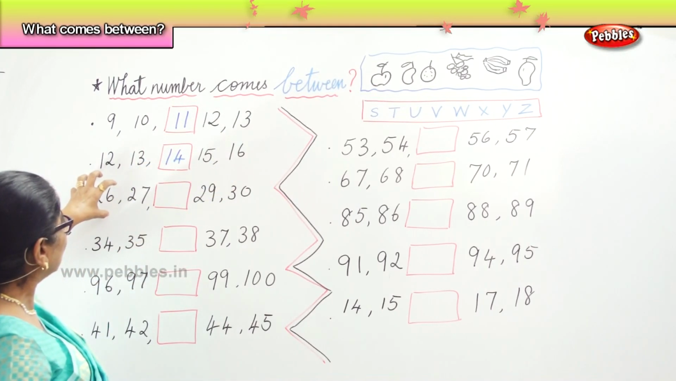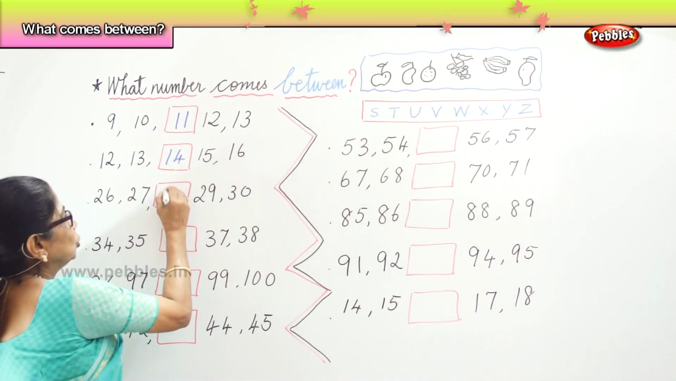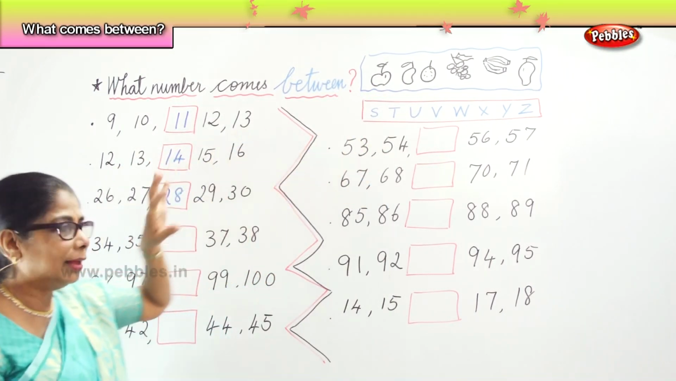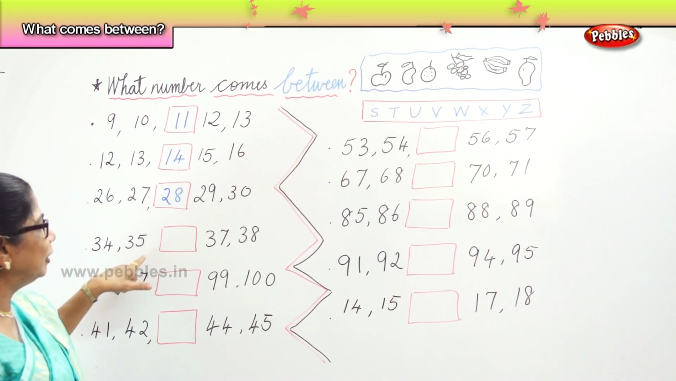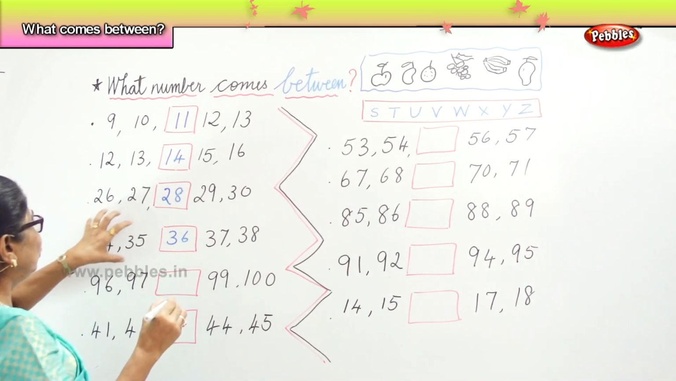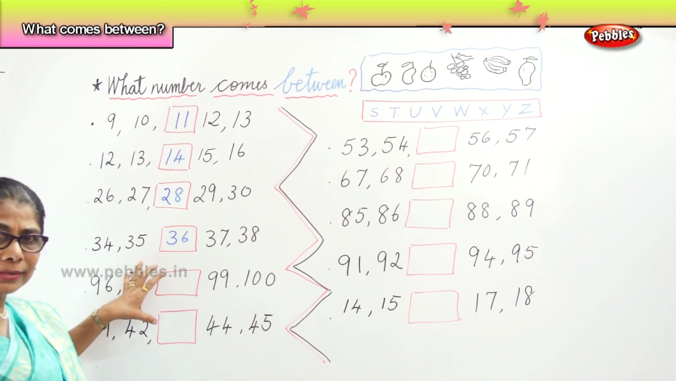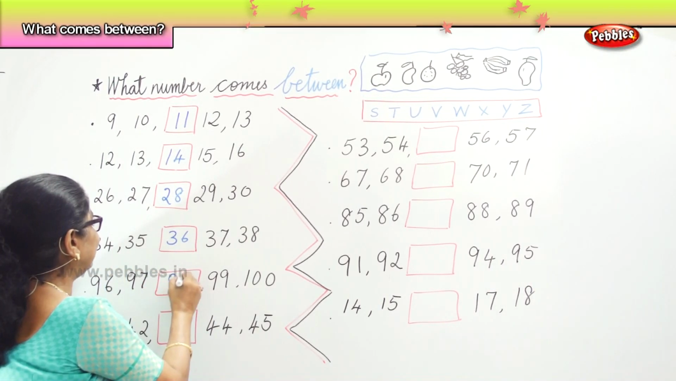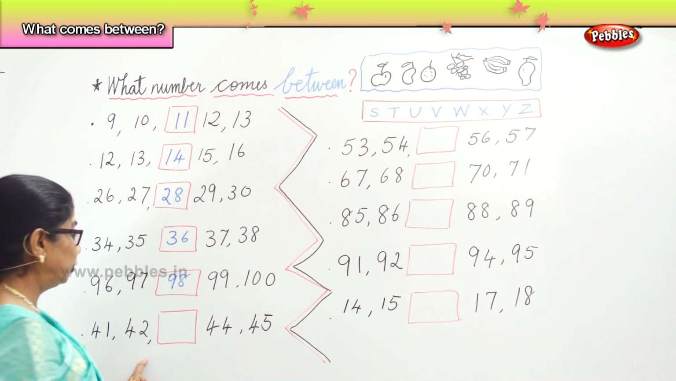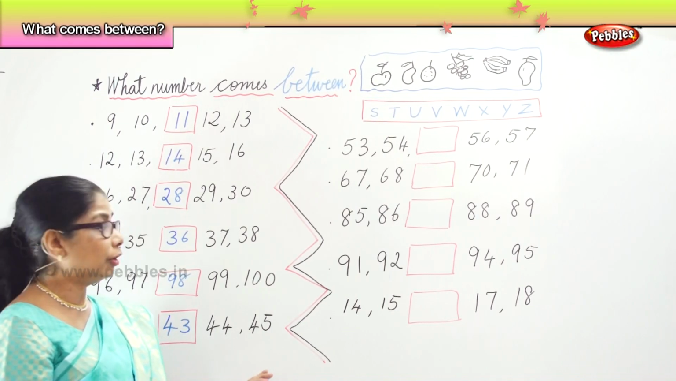The next row. 26, 27, blank, 29, 30. 26, 27. Very good. 28. 26, 27, 28, 29, 30. Numbers in order, forward. 34, 35. Good. 36, 37, 38. 34, 35, 36, 37, 38. Next. 96, 97. Good. 98, 99, 100. Next. 41, 42, 43. Very good. 44, 45. 41, 42, 43, 44, 45.